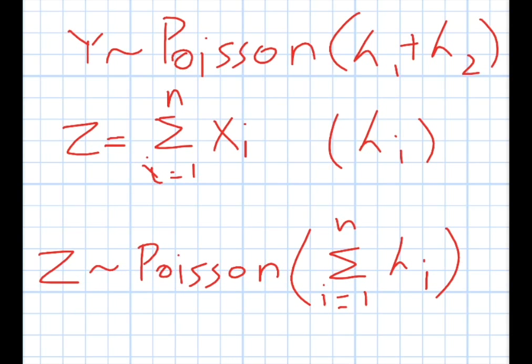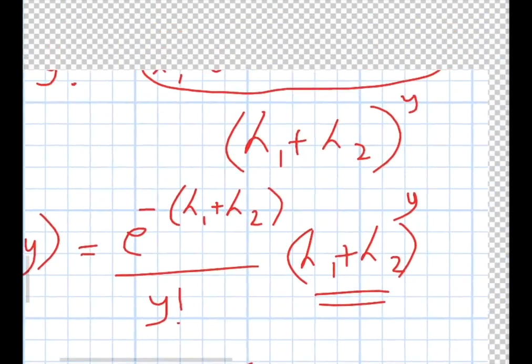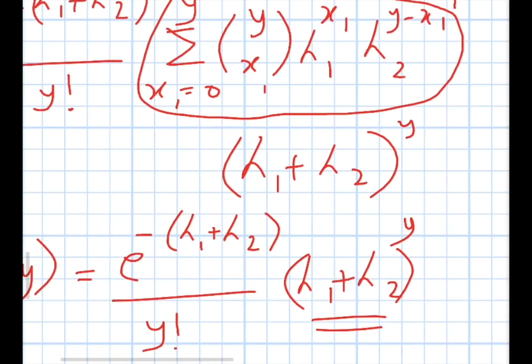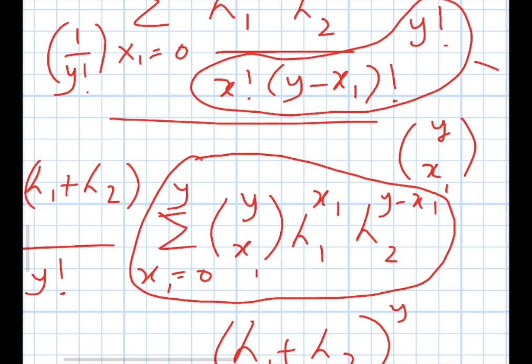Okay, so this is a very simple proof of how to find the sum of independent Poisson random variables. The only trick is to note that this guy is actually a binomial expansion, and to come from this step to this step.